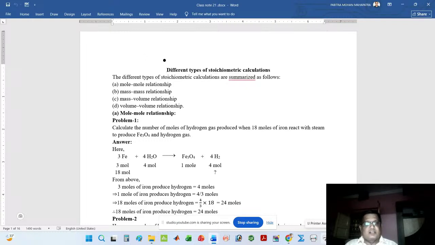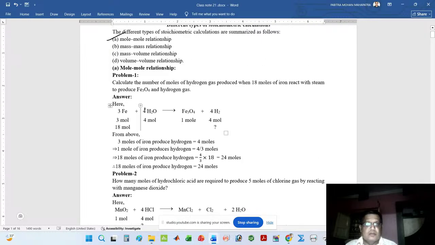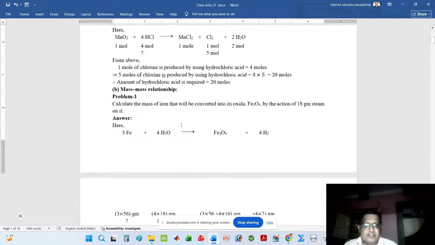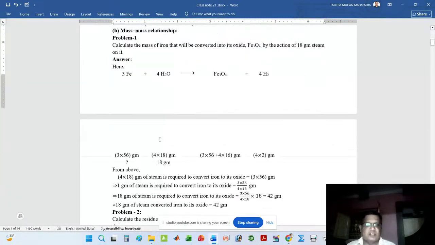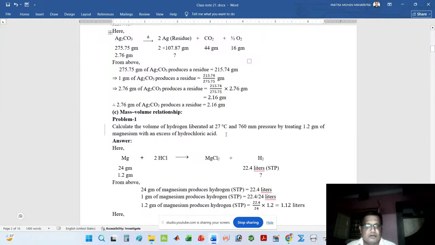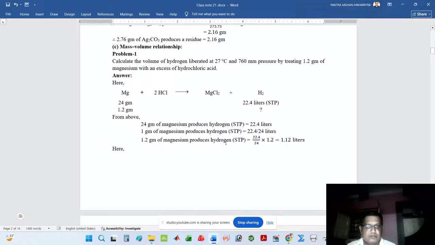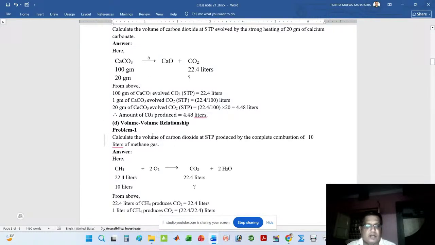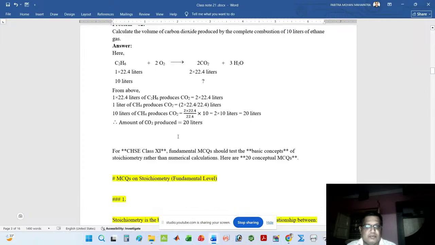In the previous class I discussed the mole-mole relationship, and I also carried out some problems related to the mole-mole relationship. Second, I covered the mass relationship and some problems related to it, and I also covered the mass-volume relationship. These are some problems. Finally, I covered the volume relationship, and these are a few problems.